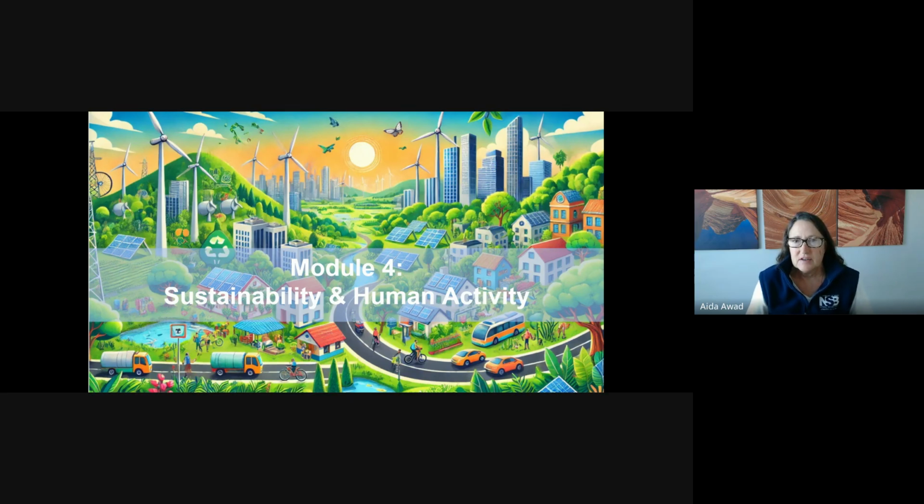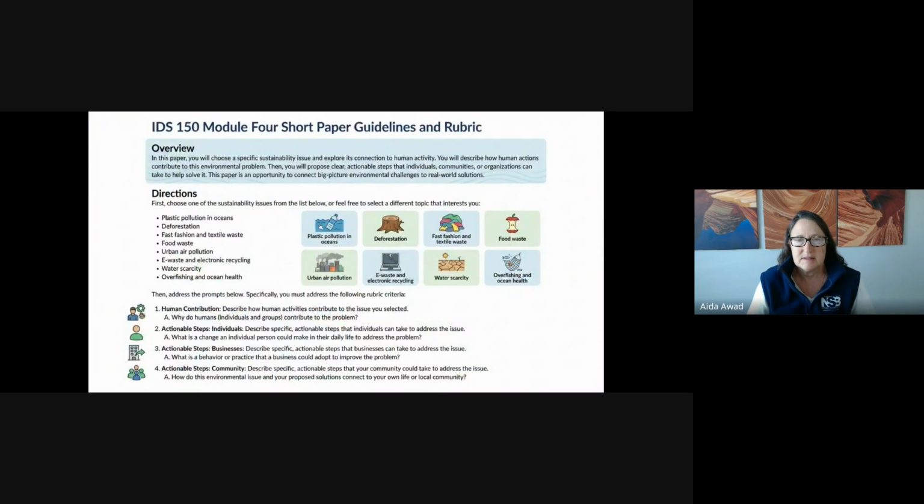As you might guess from the cartoon shown on this slide, we're going to continue our focus on human activities and sustainability for this Module 4 paper. This assignment asks you to focus on human activities and actionable steps to address a sustainability issue. And once again, you will choose the sustainability issue to focus on in your short paper. Let's take a look at the assignment prompts.